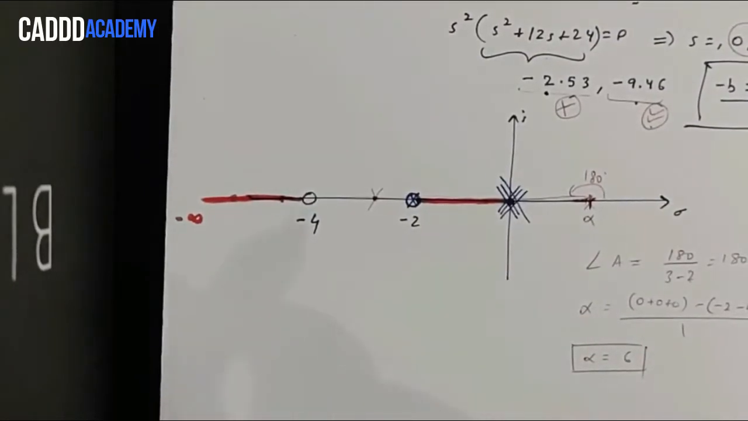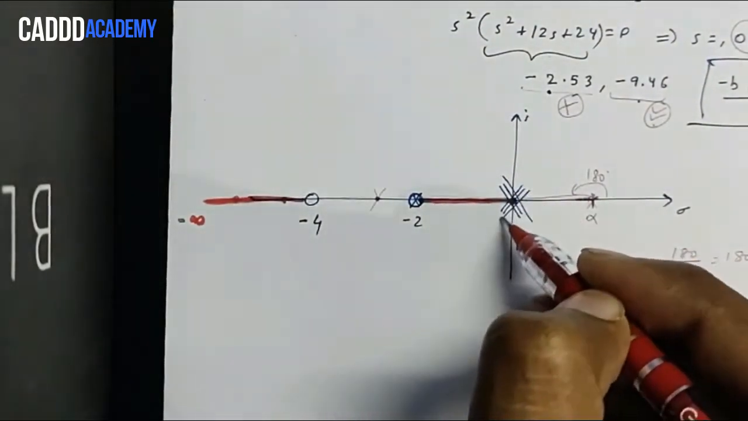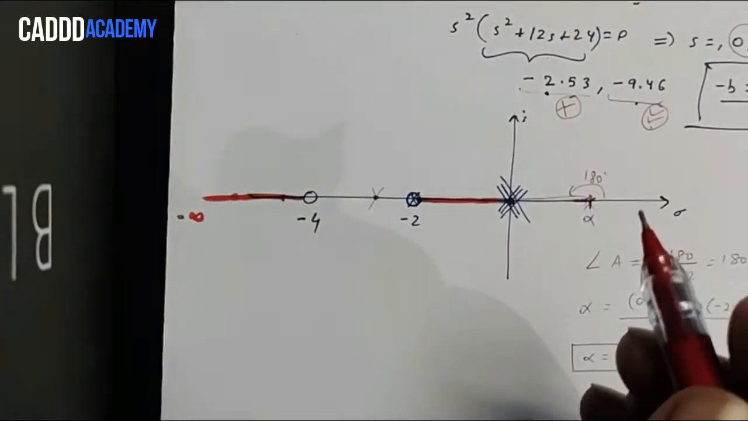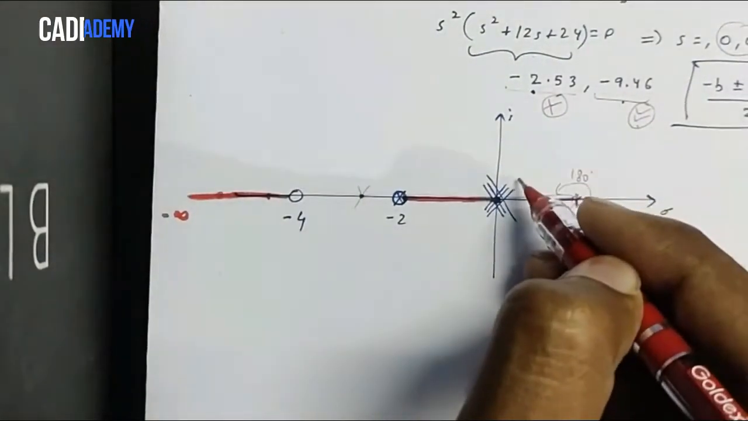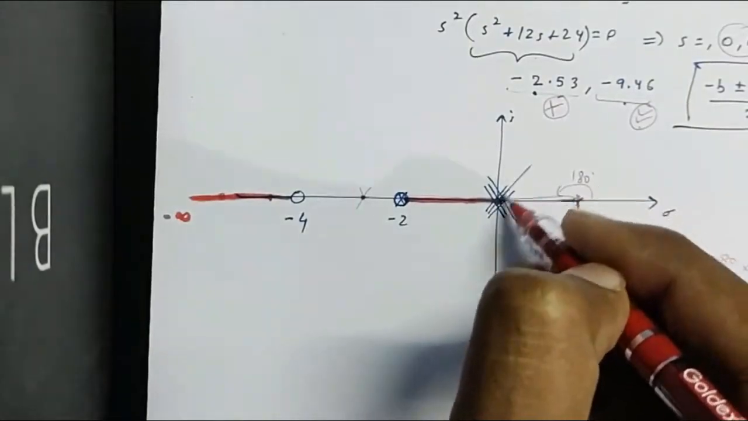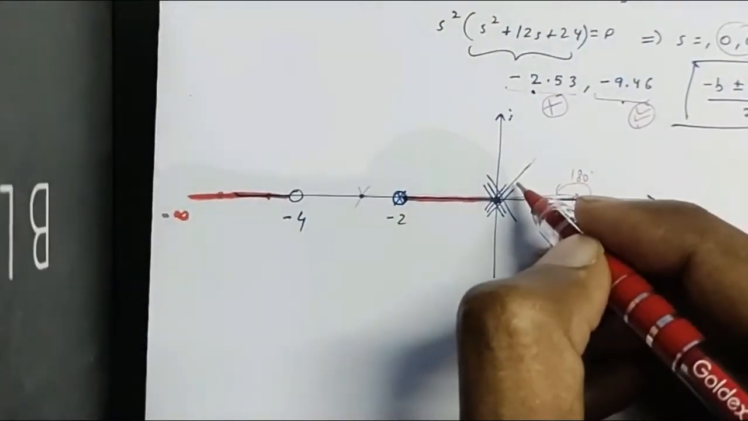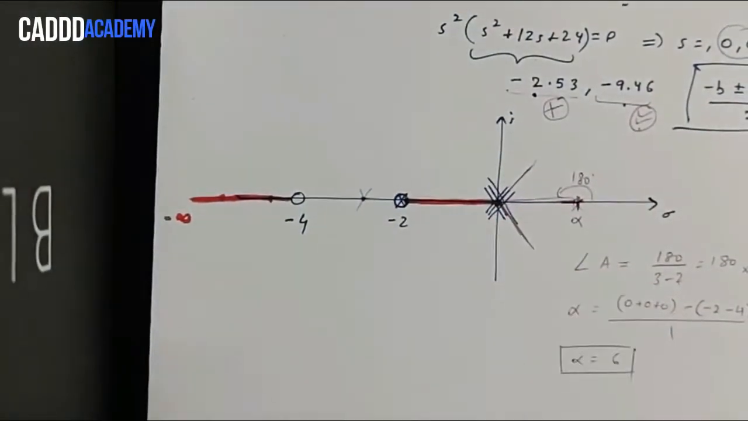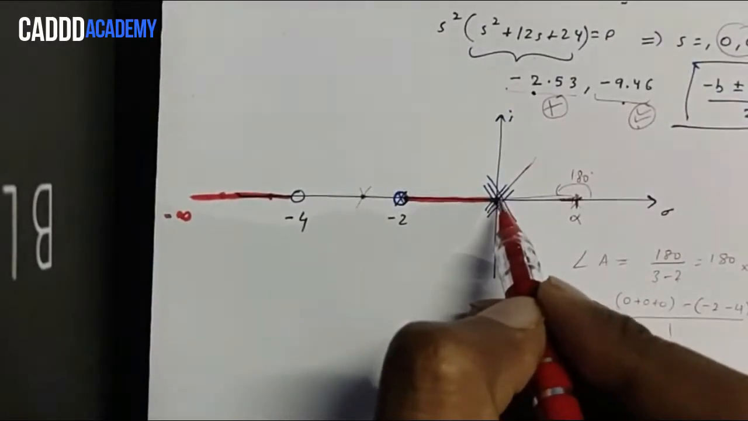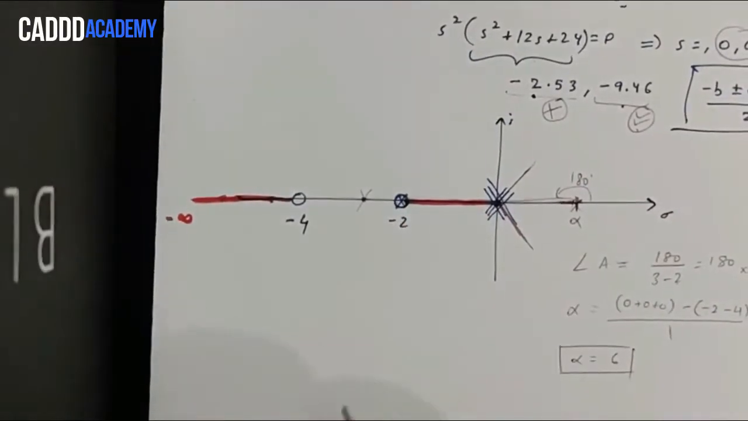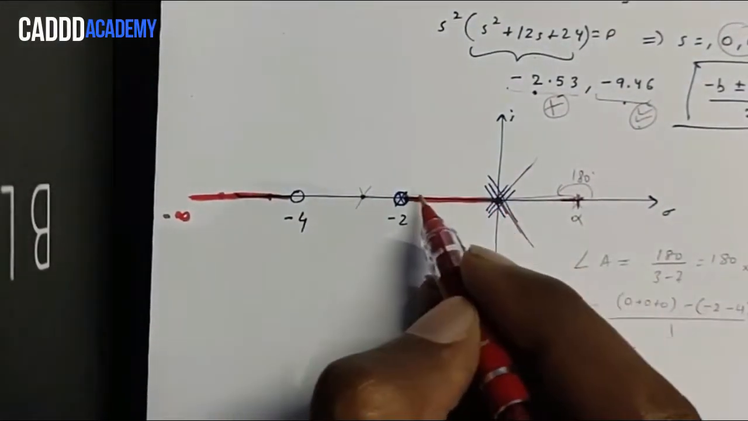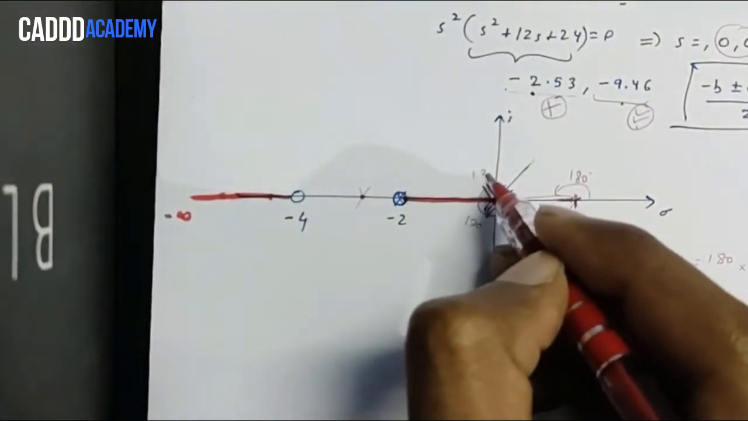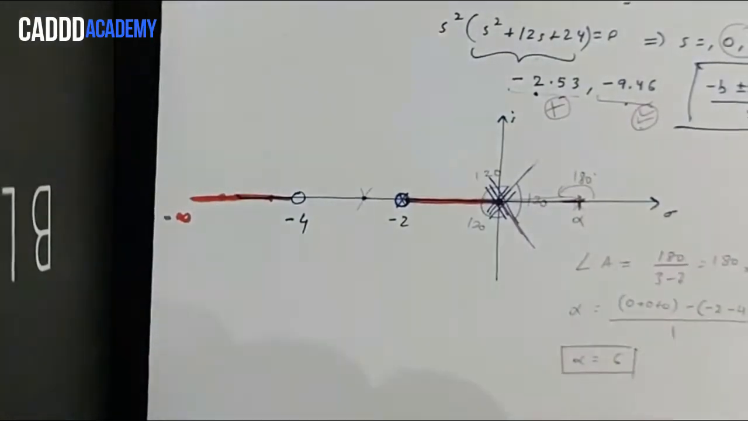So what will happen here is that we have 3 poles here. These 3 poles will maintain equal angles while leaving the real axis. So this will go like this, like this, like this. One of the poles will reach this 0. Okay, and this angle will be 120, this angle will be 120, and this angle will be 120.